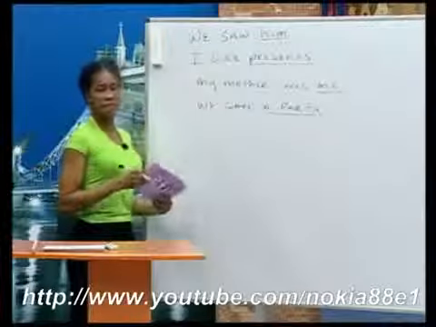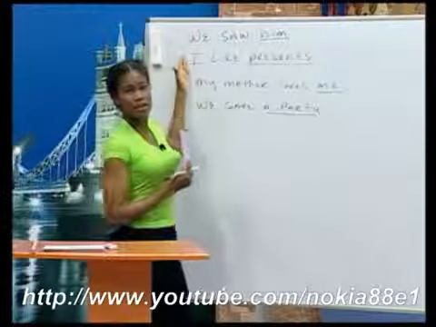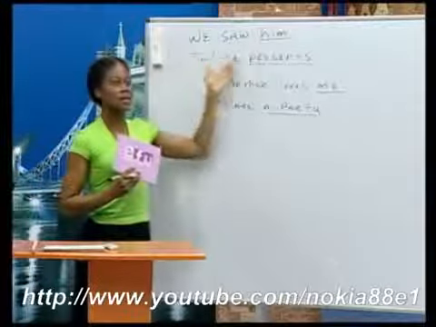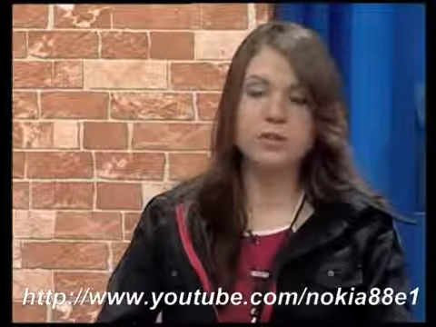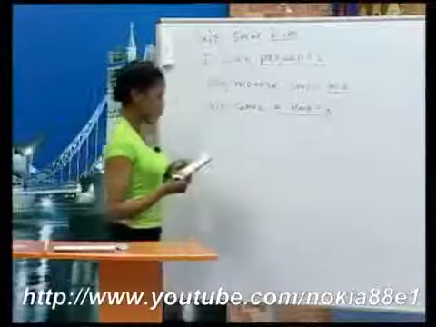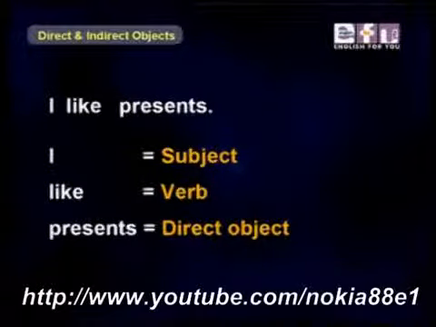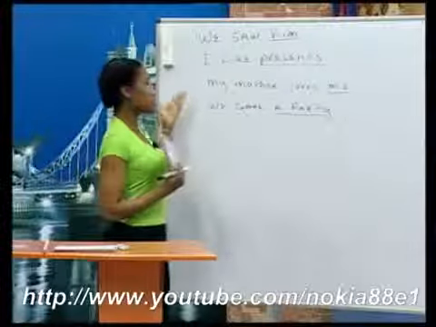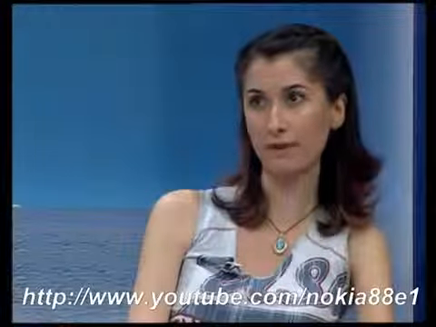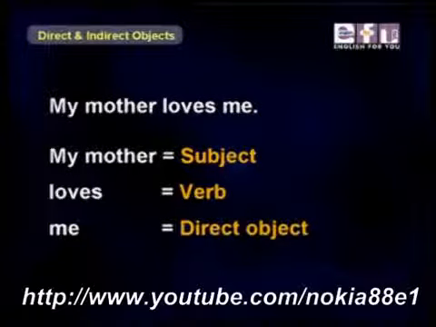And we can see the same pattern in these other sentences. For example, I like presents. Sylvia, can you tell us the parts of speech in I like presents? I is the subject, like is the verb, and presents is the direct object. Very good, Sylvia. Anna, can you do the next sentence? My mother is the subject, loves is the verb, me is the direct object.